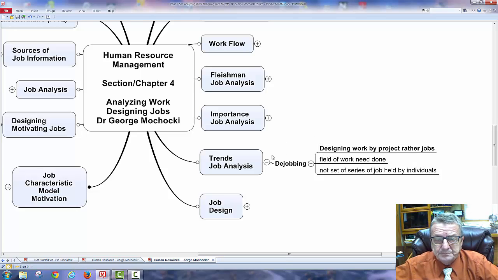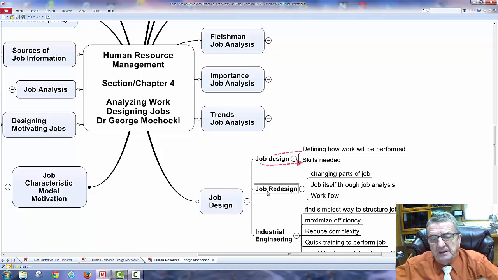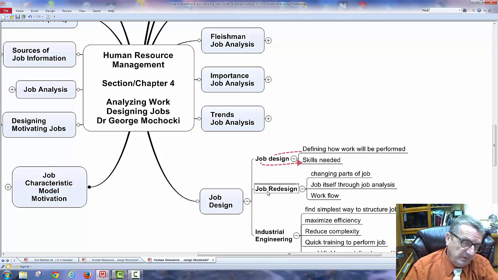Okay? Let's go with the job design. The job design has several aspects to it. First of all, how does the job work? What are the skills? Do I have to have computer skills? Do I have to have certain strength, muscle skills? I'm a fireman.